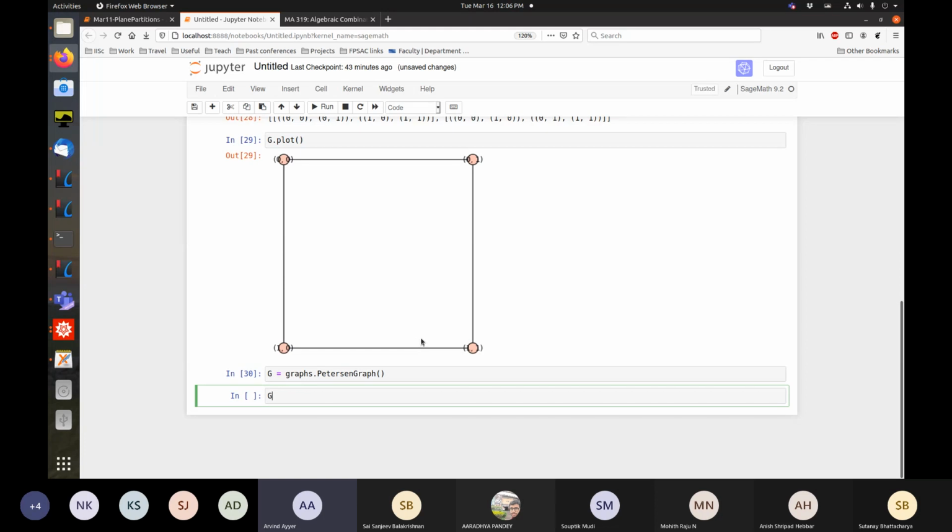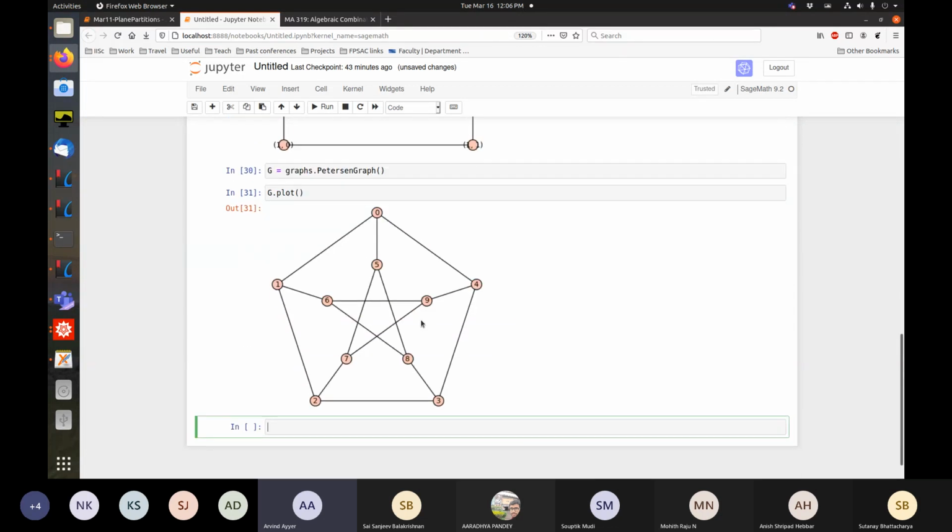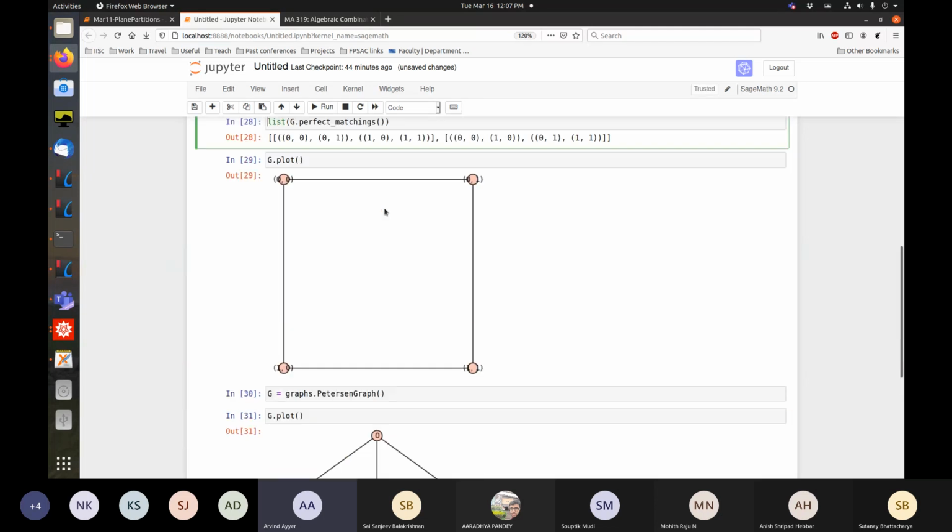So what does it look like? So this is the most common drawing of the Petersen graph. It's a pentagram surrounded by a pentagon and aligned in the natural way. Okay. So Sage also has a very good plotting library for graphs. So this is just one graph, but you have families of graphs. So that's what I was doing here.